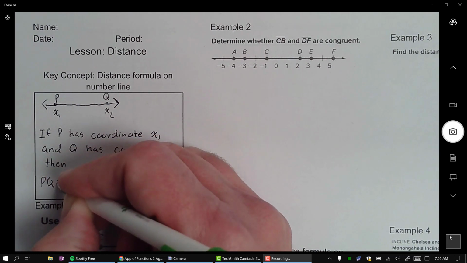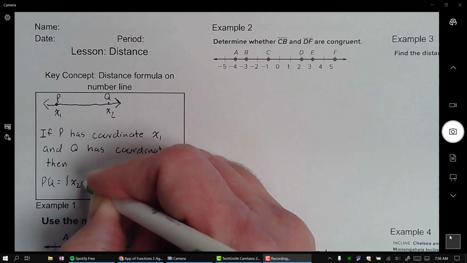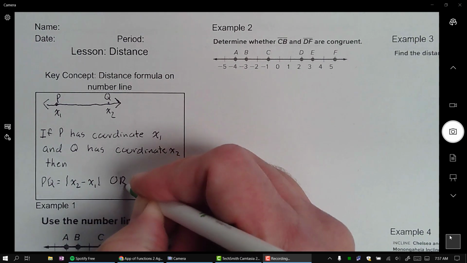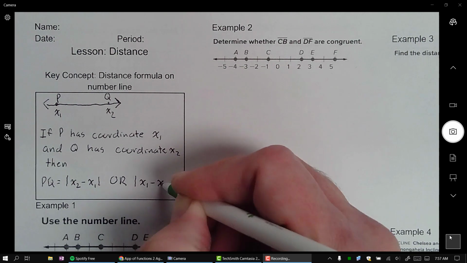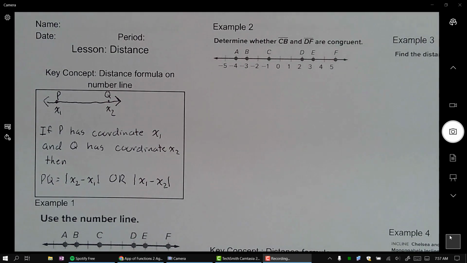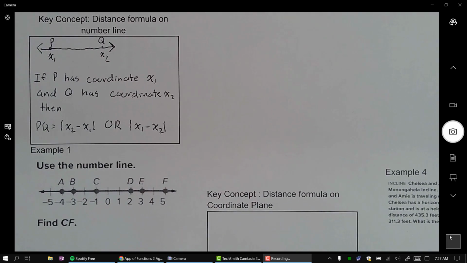PQ equals the absolute value of x2 minus x1, or the absolute value of x1 minus x2. So we're going to use this formula to find the distance of the required points. So let's go ahead and try out an example. So let's take a look at example 1.